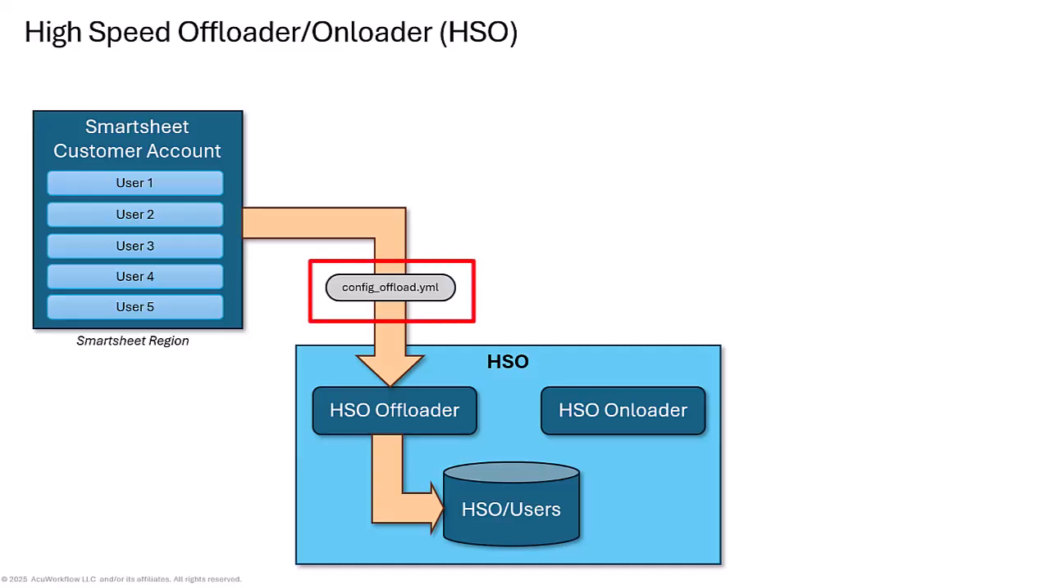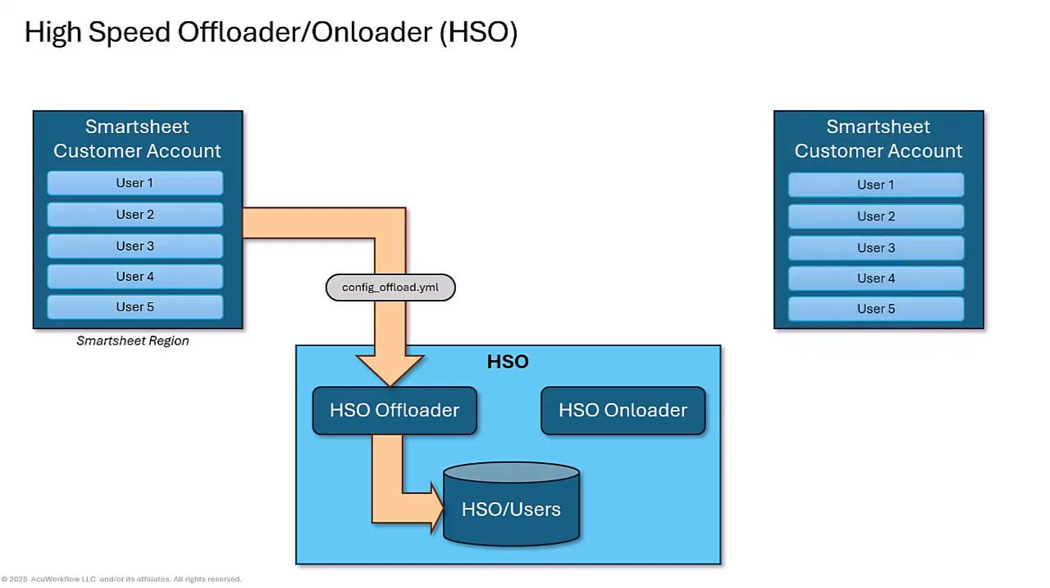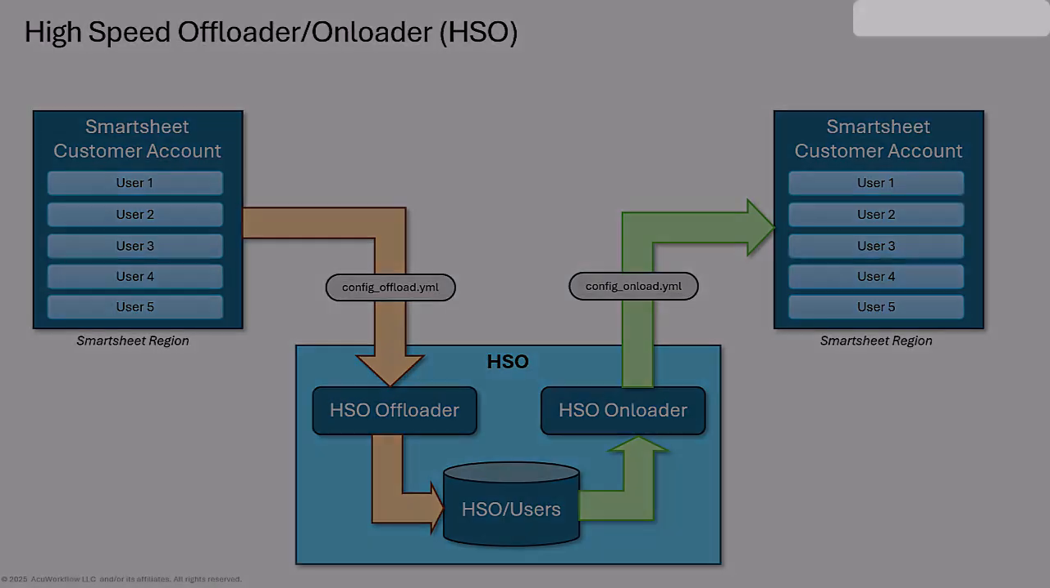In the process, a configuration file is created, which contains all the offload information. Then, after one or more offloads have completed, HSO Onload can be used to import sheets to one or more user accounts in the targeted Smartsheet customer account. This can be the same Smartsheet account that the offloader used, or it can be a completely different Smartsheet customer account in the same or a different Smartsheet region. In this video, I will be demonstrating the steps to complete an HSO offload operation.